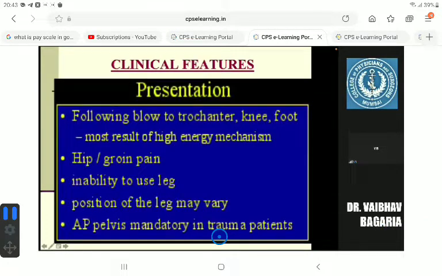Now the presentation could be a blow to the trochanter, knee, or foot, and these are mostly the result of a high energy injury mechanism. You'll see the patient will have pain in the hip and groin region because that's where the fracture is. He'll not be able to weight bear on that, and the position of the leg may vary depending on the pattern of fracture. It is important if the patient has any of these that you take an AP X-ray of the pelvis.